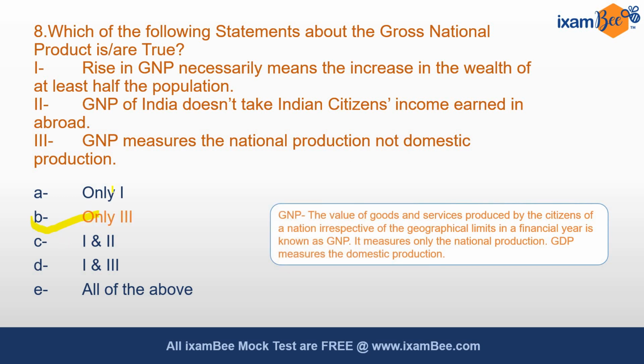So only the third statement is correct, because we know GNP measures the national production and GDP measures the domestic production. So GNP of India does not take Indian citizens' income earned abroad. This statement is incorrect. Rise in GNP necessarily means the increase in the wealth of at least half of the population. This is also illogical.